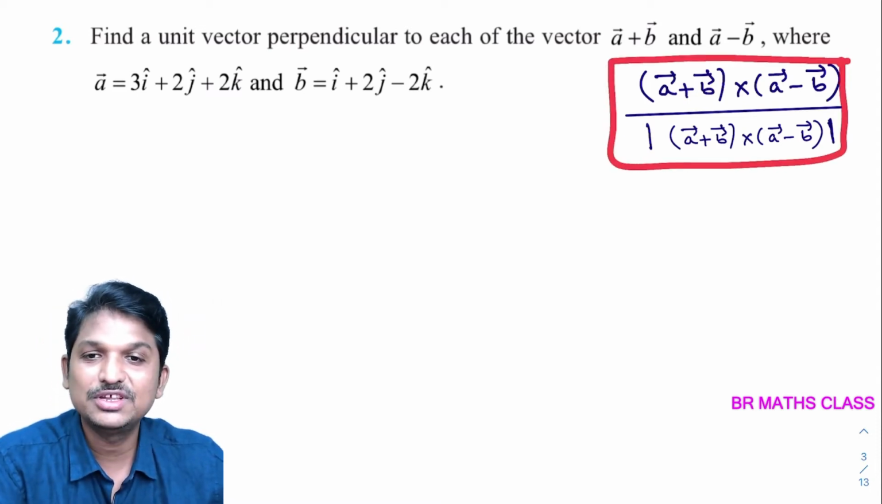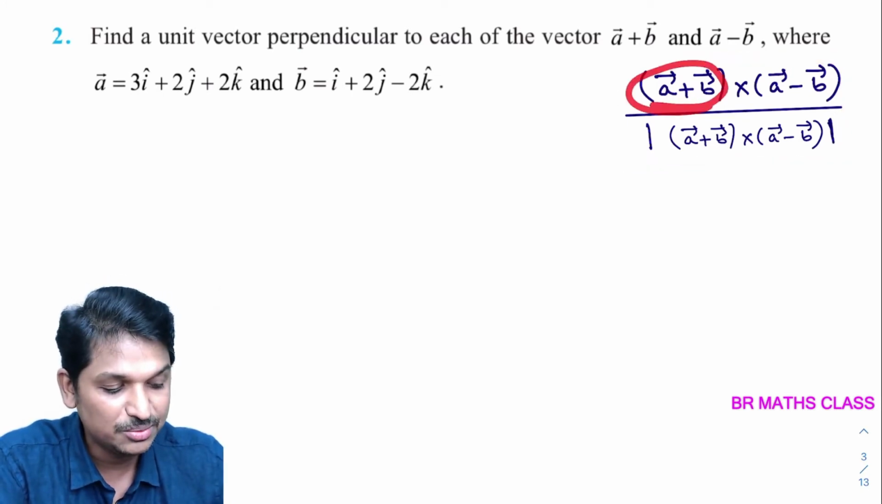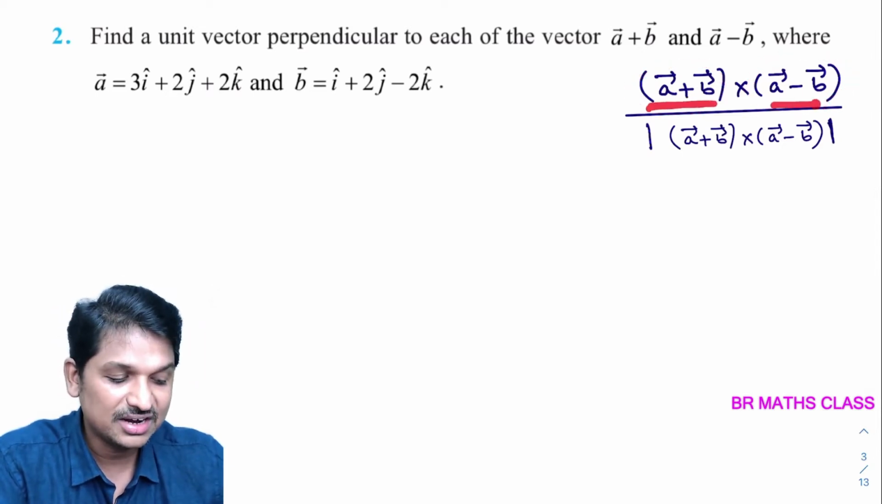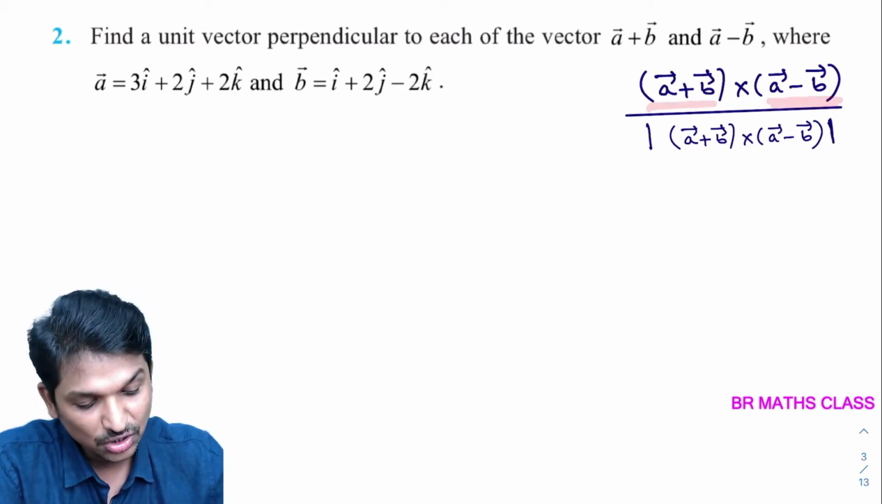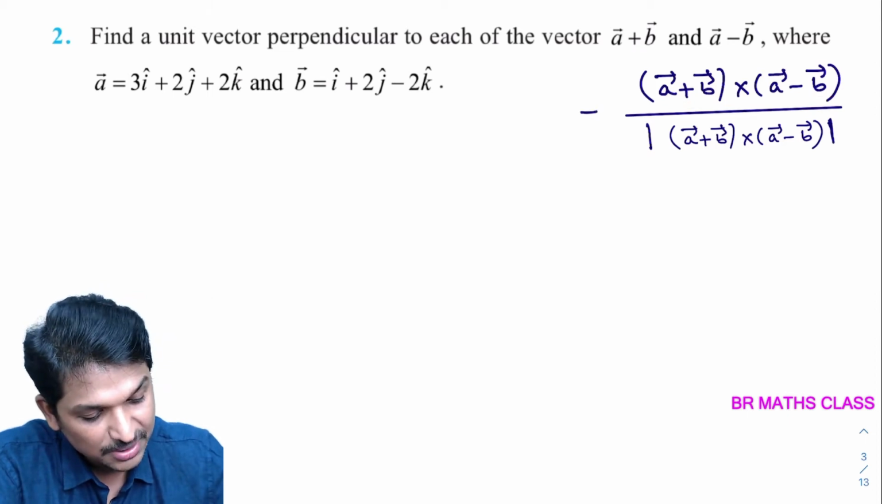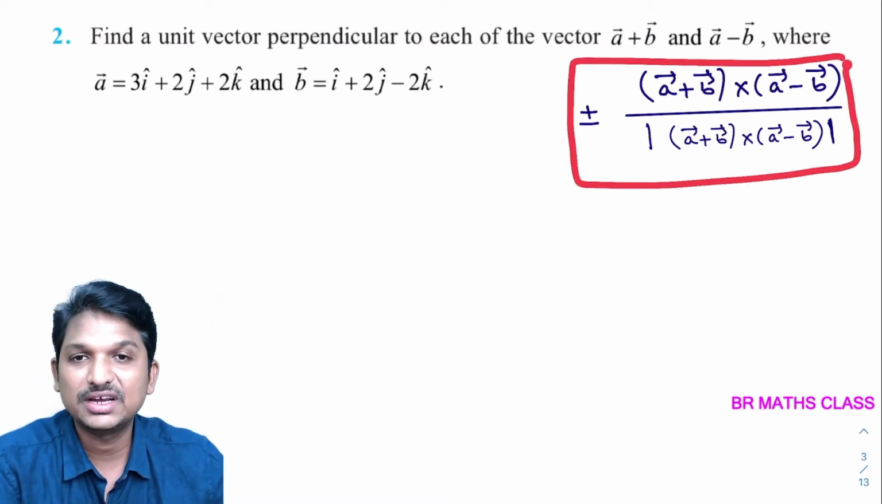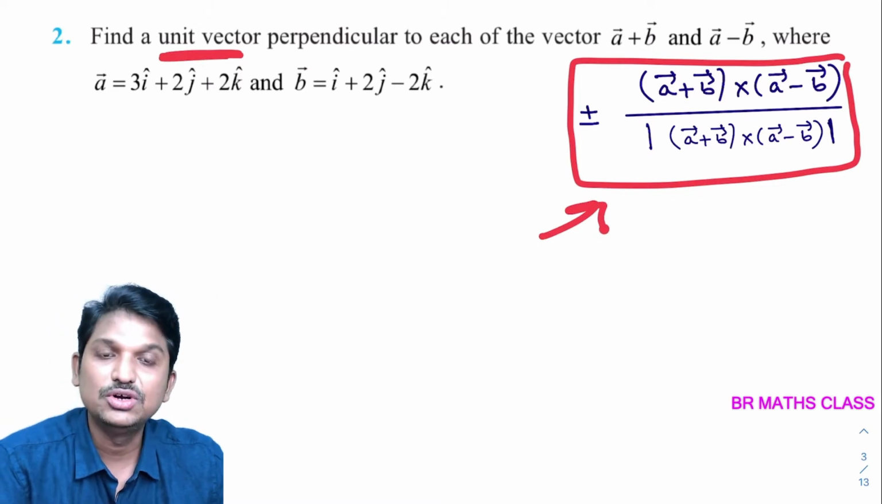What is the direction of this vector? This vector is along the direction of a bar plus b bar cross a bar minus b bar. What is the direction of a bar plus b bar cross a bar minus b bar? This is the vector which is perpendicular to a bar plus b bar as well as a bar minus b bar. So what is the formula here? Plus or minus. You observe here what formula I have written. What is this? This is the unit vector. You observe here, unit vector they are asking. What I have written here, that is the unit vector.